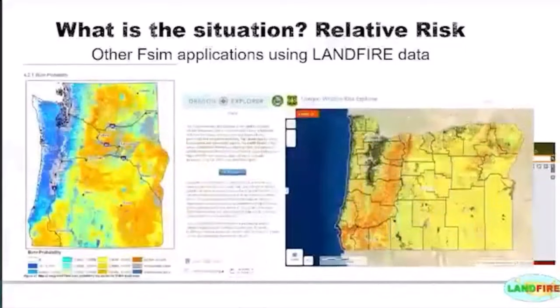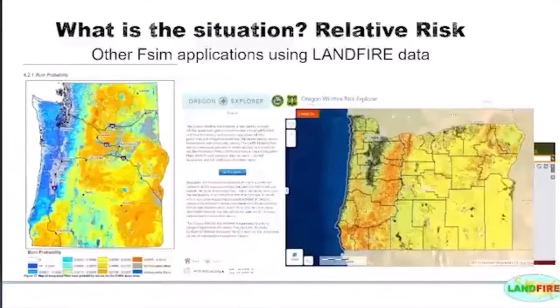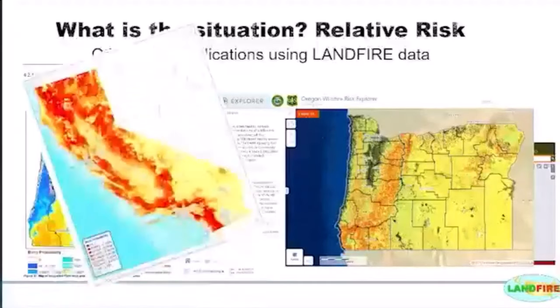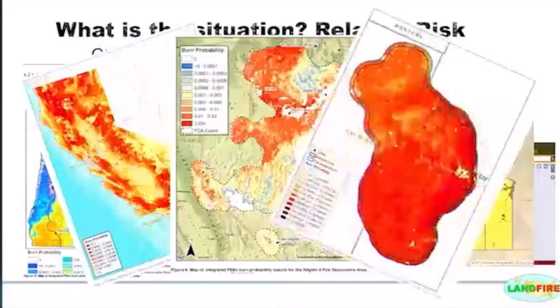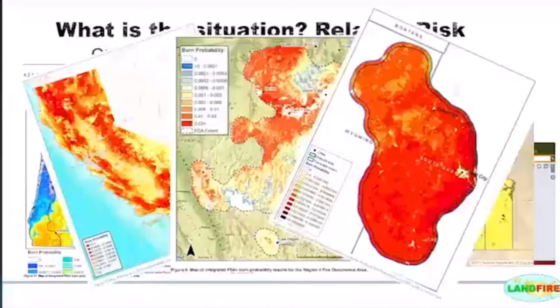And then I've just taken from Pyrologix, which is one of our super users, a bunch of examples from them. This is the old Oregon one. The new one that they sent back was also based on FSim and LANDFIRE data. But here's the California and then other regions that they've also done. So it's kind of all over the place.